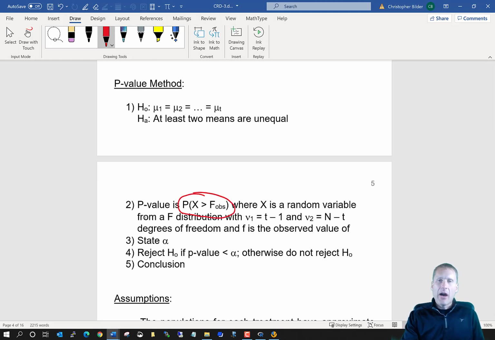Okay, so with the p-value method, state your hypotheses, find your p-value, and again, what we're looking at is how extreme this F-obs is relative to an F distribution. In other words, the probability that a random variable X with an F distribution is greater than what we actually observe for this test statistic. Step 3, state your alpha. Step 4, decide if you reject or don't reject, just like what we've done in the past. And step 5, state your conclusion.